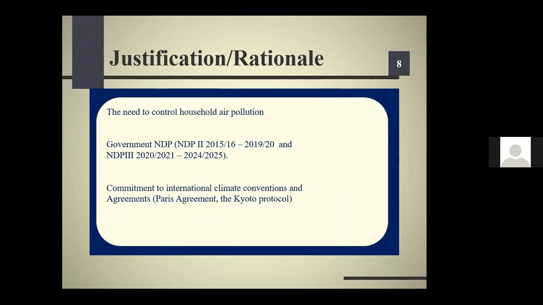Now, the justification for this study is drawn from these three points that I have here. One is that there is a need to control household air pollution. It is very important, given the dangers of household air pollution that we have already highlighted in our background. It's very important that this household air pollution be controlled, and efforts should be really geared towards controlling this.